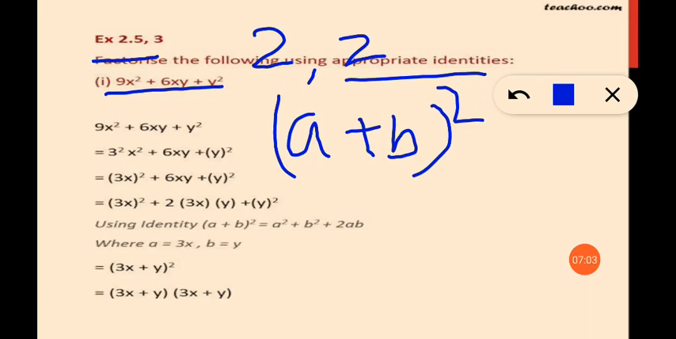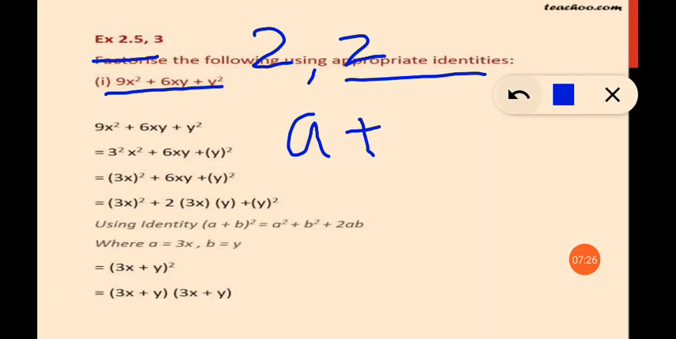But the question and this formula do not match each other. Is it matching? No, it is not matching. So what will be the expanded form of this? a square plus b square plus 2ab. So we will convert our question also in this form: a square plus b square plus 2ab.